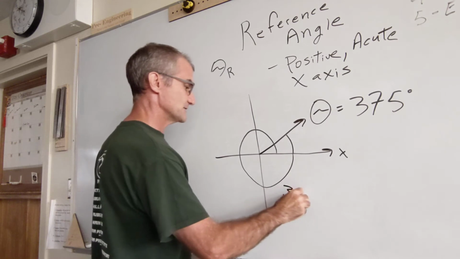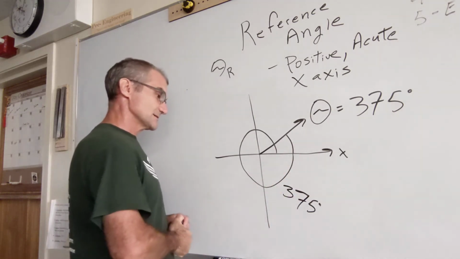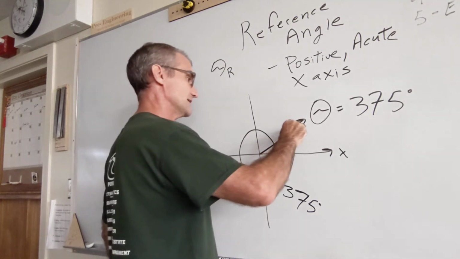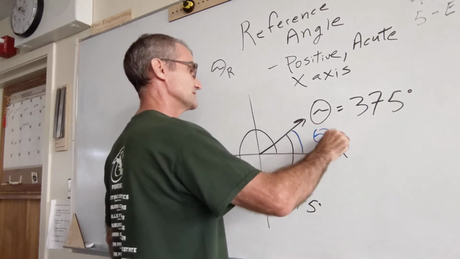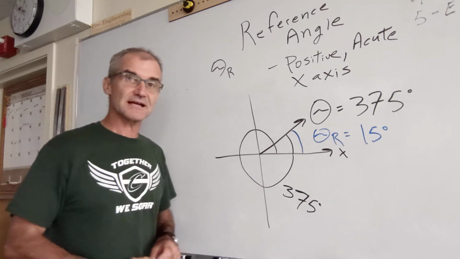My reference angle is how far it is back to the x-axis. So I subtract 360 from that to get a reference angle right here. A reference angle, theta sub r, of 15 degrees. Always back to the x-axis.